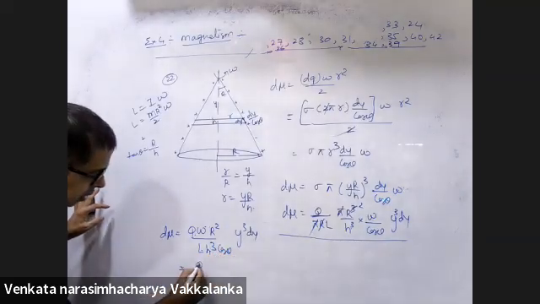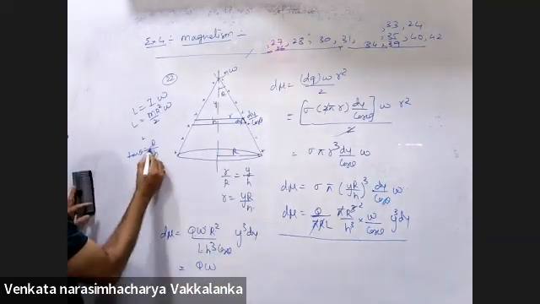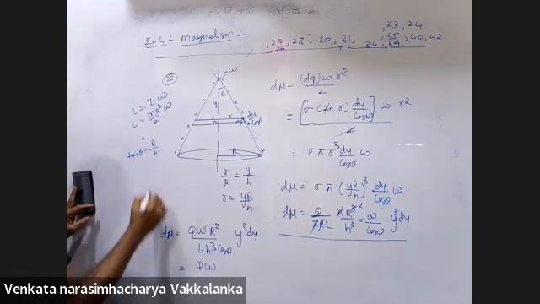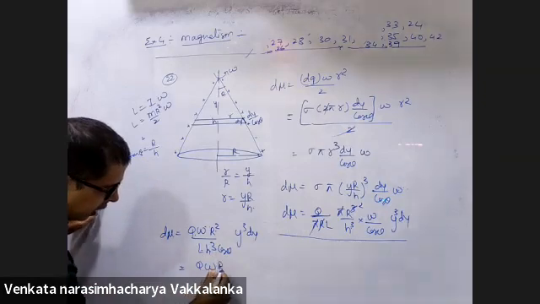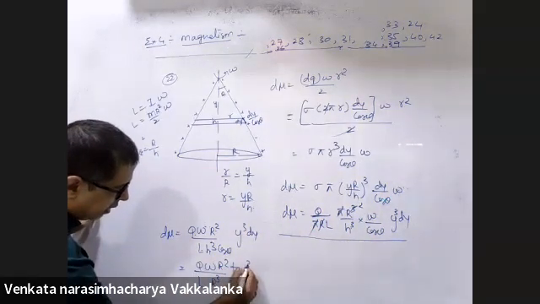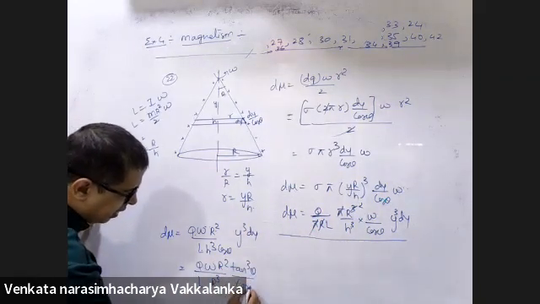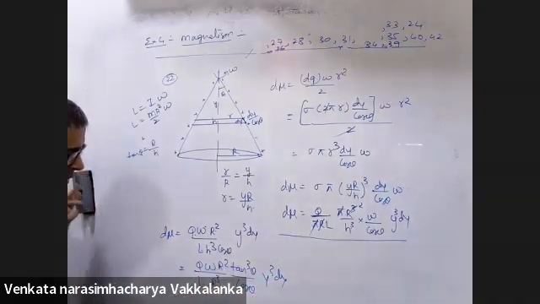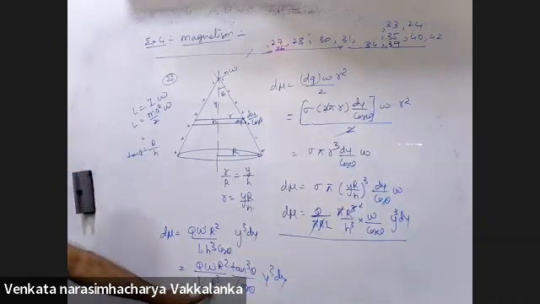Q omega. Now I'll eliminate H. H is R by tan theta. R square L. H is R cube by tan cube theta divided by cos theta, y cube dy. Right? Is the simplification correct?